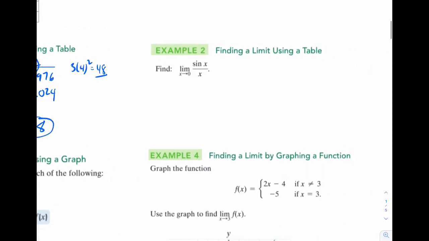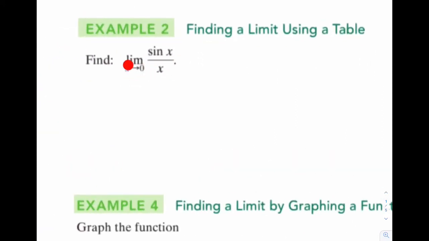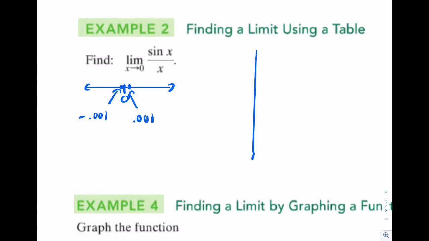So if I give you this example, we're approaching 0 now. Notice how you can't plug in 0. So we got to do the approaching technique. So here's 0. On the left would be negative 0.001. On the right, let's pick like 0.001. We're going to make a chart here. And let's plug it in. Negative 0.001, 0.001.